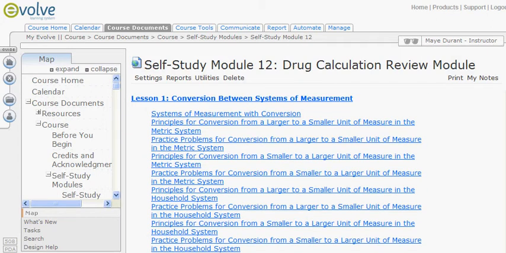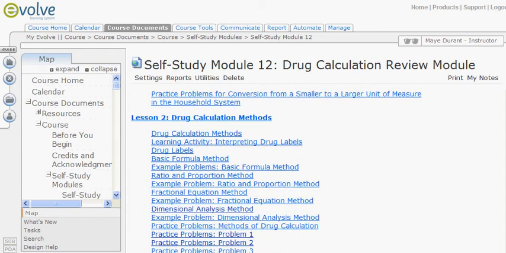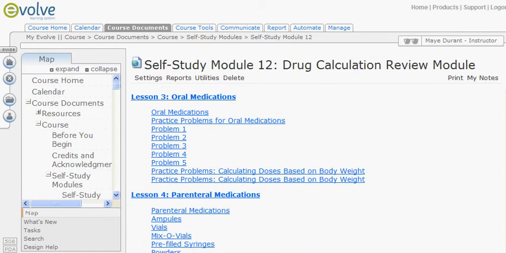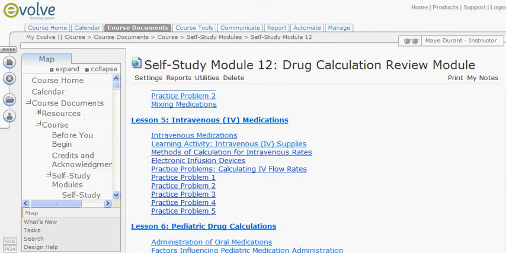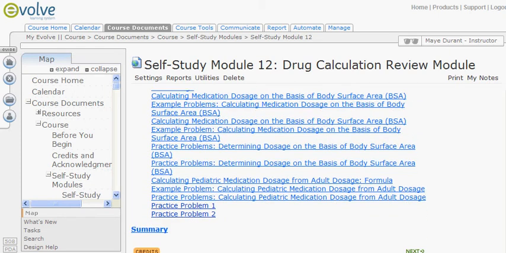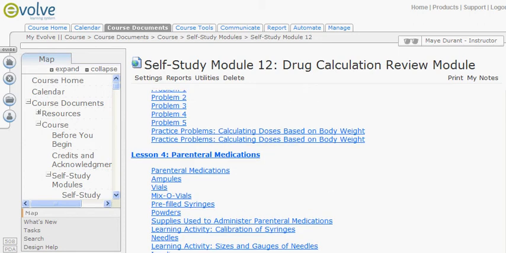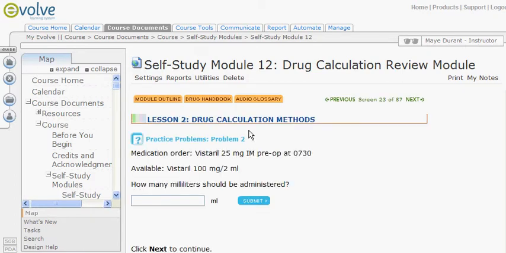You have everything from your conversion between systems of measurement, drug calculation methods, the different types that you can learn, oral medications, parenteral medications, and there's all these activities and problems that you can do in here, practice problems, pediatric drug calculations, doing your BSA, it's all right here. So let's just take a look at one, the dimensional analysis method that I talked a little bit about earlier. It teaches you how to do dimensional analysis, or you could do a drip problem any other way that you would like. But I want to show you what it does.